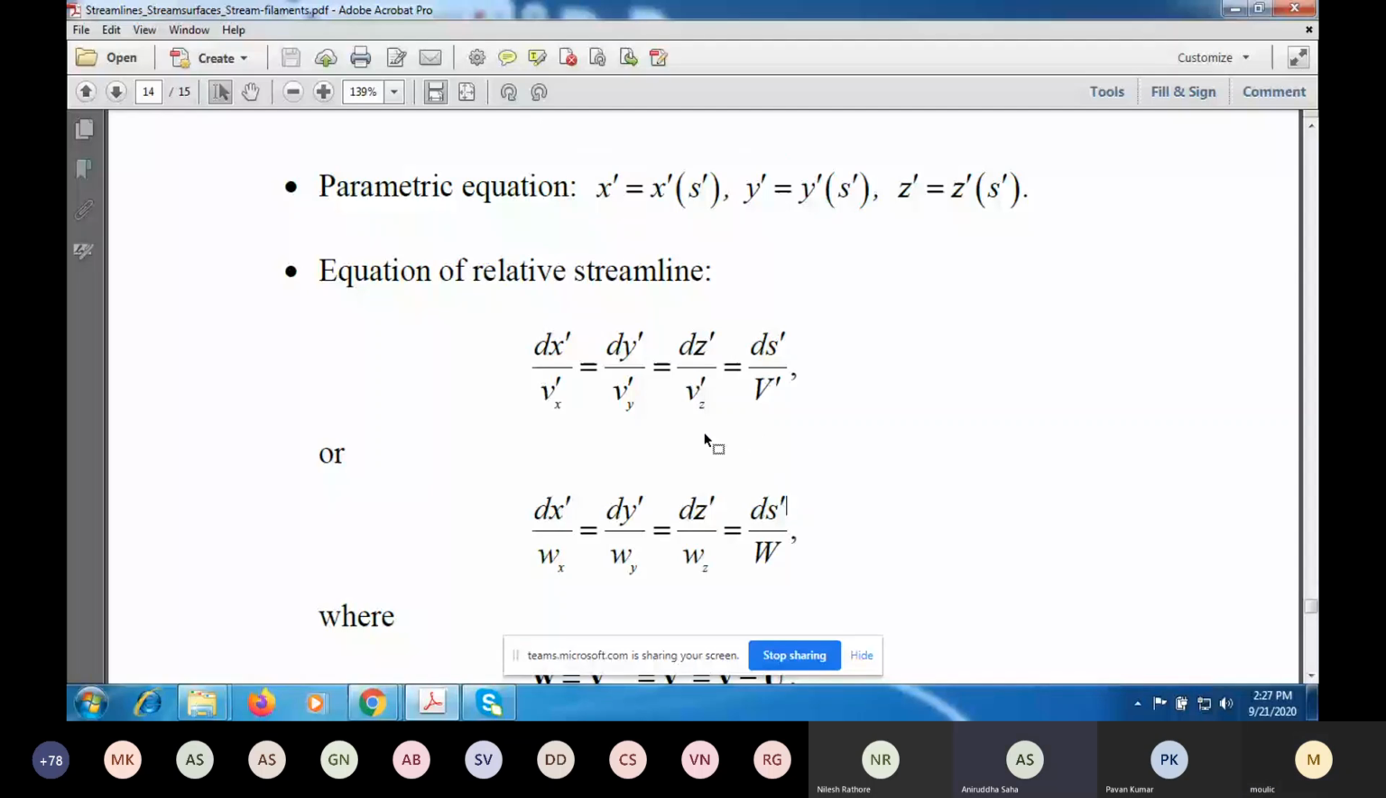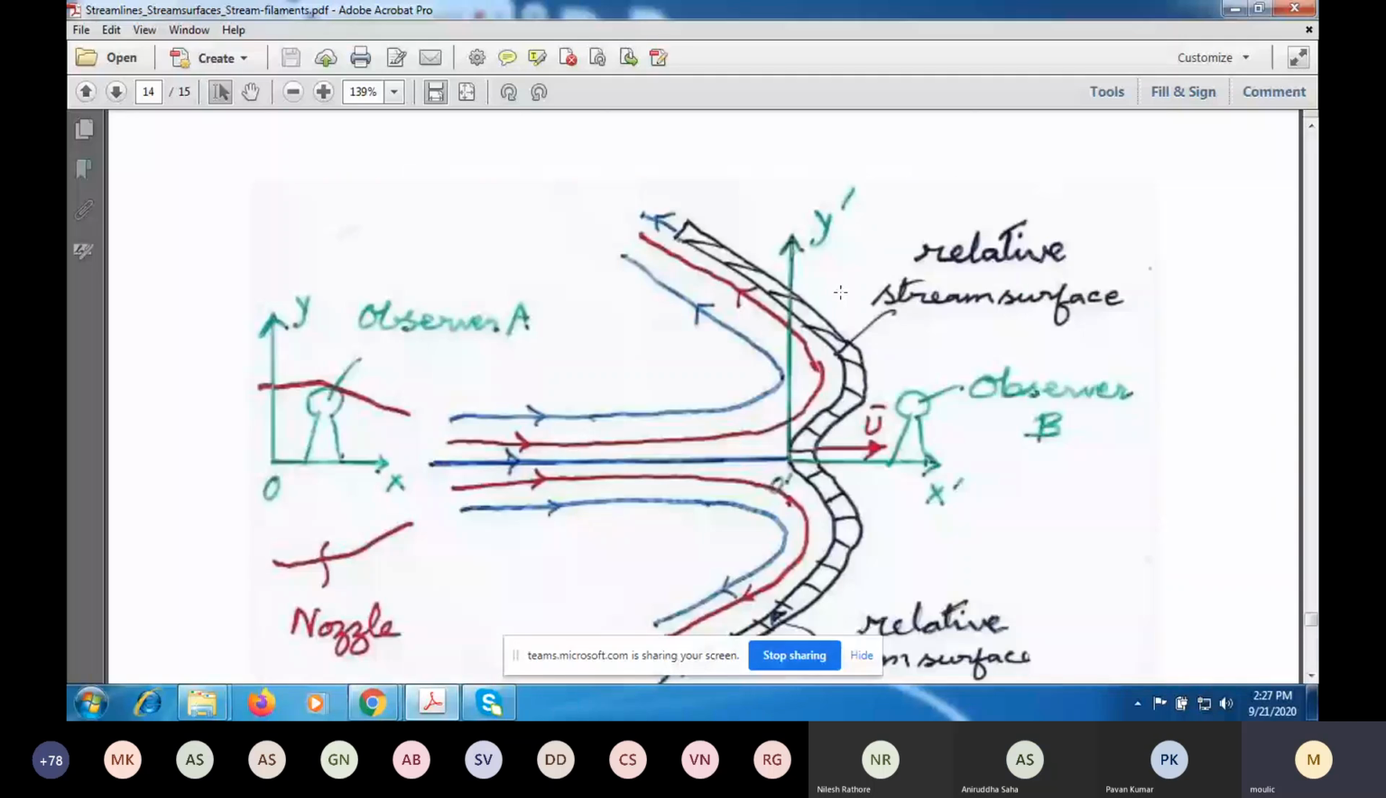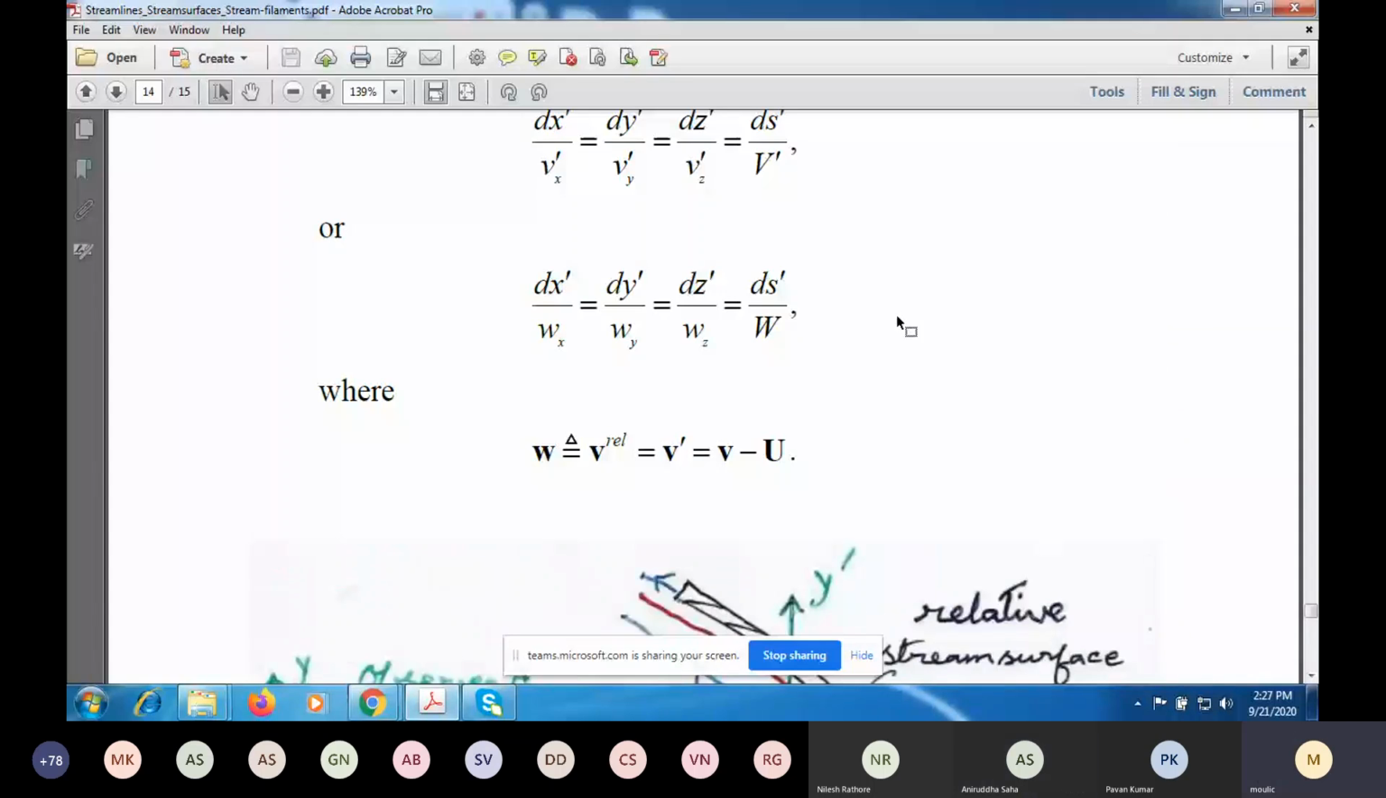Sir, I meant to say how you are relating x prime with x. So the primed variables with the non-primed variables. Are you using the Galilean transformation? The prime variables are measured in this moving frame. So is that x minus ut? So x prime will be x minus ut.